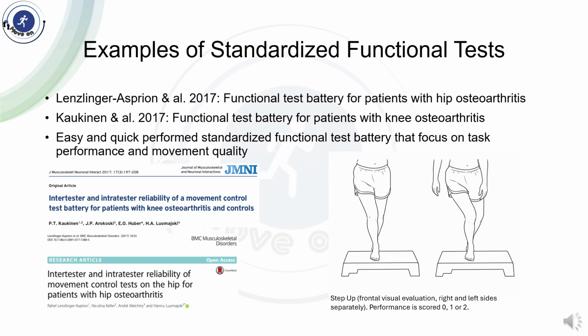The picture presents the step-up test that is visually evaluated frontally, and right and left sides are evaluated separately. Standardized instructions for this test are: first, stand behind the aerobic step facing forward, feet aligned about hip-width apart. Then, step up and down on the step starting with your right leg. Repeat the movement 4 times. Then, perform the movement starting with your left leg.